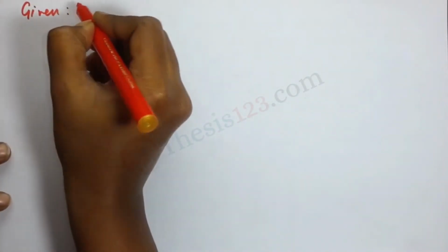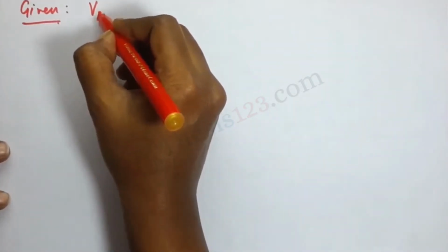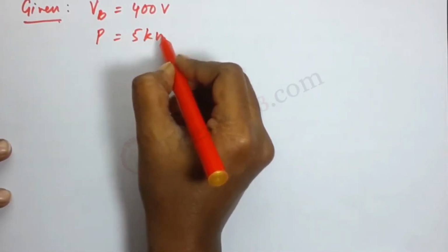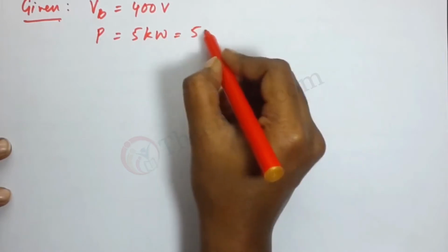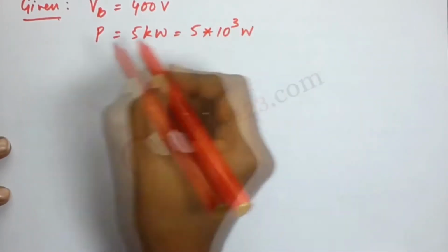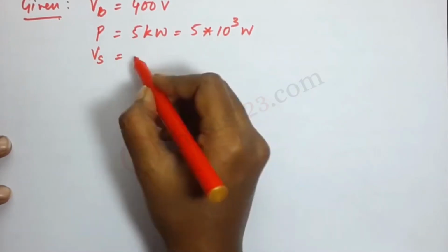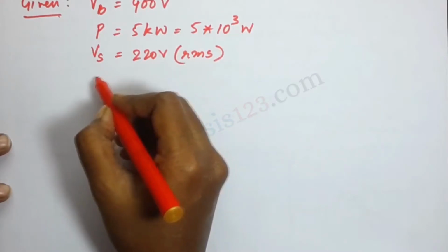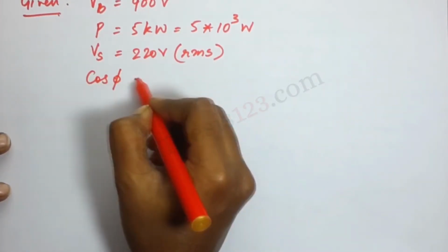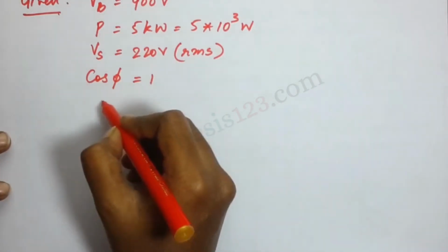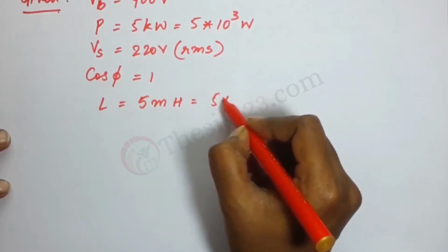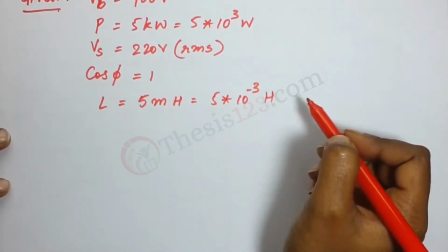Okay, so the given information. We have the voltage of the battery as 400 volts. The power utilized is 5 kilowatts, 5 into 10 power 3 watts. And then we have the source voltage RMS at 220. And the power factor is unity. So when power factor is unity, cos phi is equal to 1. And the inductor value is also given to us as 5 millihenry, so that's 5 into 10 power minus 3 henry.